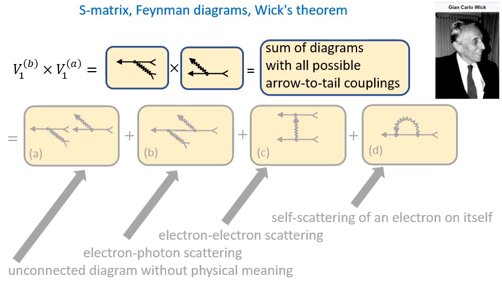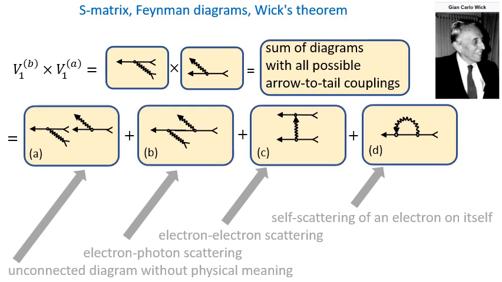The next question is how to process a product of two diagrams. The famous Wick's theorem says that this product is represented by a sum of diagrams with all possible arrow-to-tail couplings. In our example, the theorem leads to the following four summands. There are no couplings in the diagram A. This is a disconnected diagram which is not relevant to the description of scattering and will be omitted.